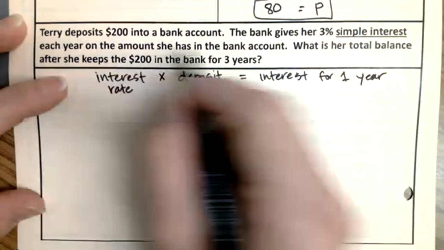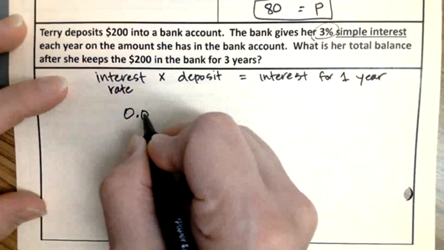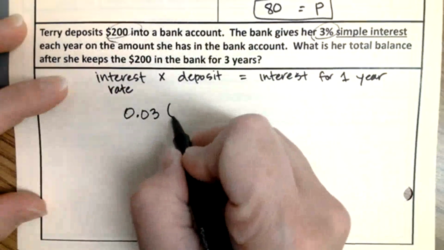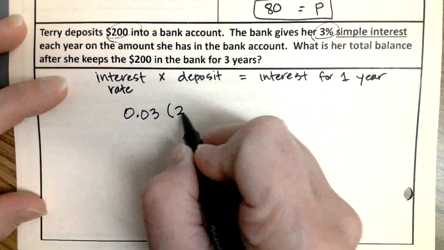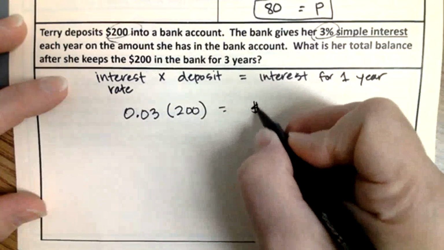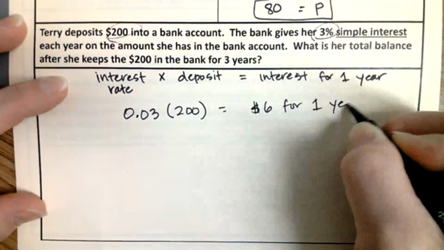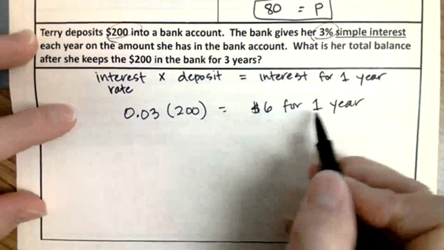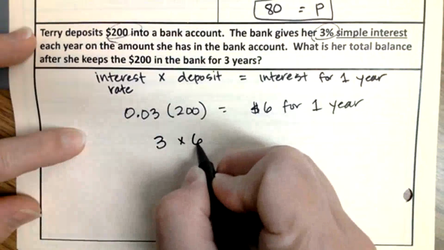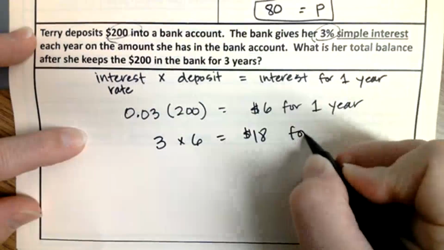So let's do that. So it's 3%, right? So if we write that as a decimal, it's 0.03. And the deposit was $200. So we're going to multiply the 0.03 times 200. And that's going to give us $6 for 1 year, or $6 per year, right? So if we have to do this for 3 years, we're going to take 3 years times $6 is $18 for 3 years.